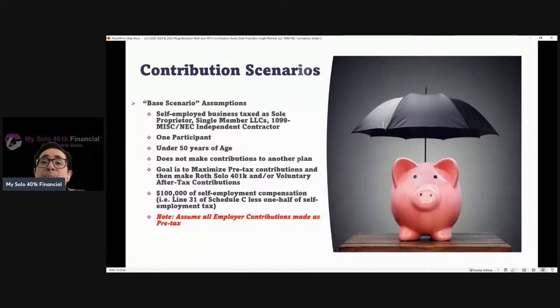Their goal is to maximize pre-tax contributions and then make any additional contributions as Roth and/or voluntary after-tax contributions. We're going to assume that the product of their pre-calculation is $100,000. In other words, line 31 of Schedule C less 1/2 of self-employment tax is equal to $100,000. Finally, we're going to assume that all employer contributions are made as pre-tax contributions.